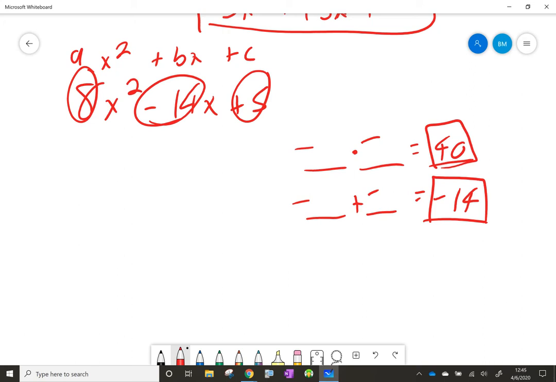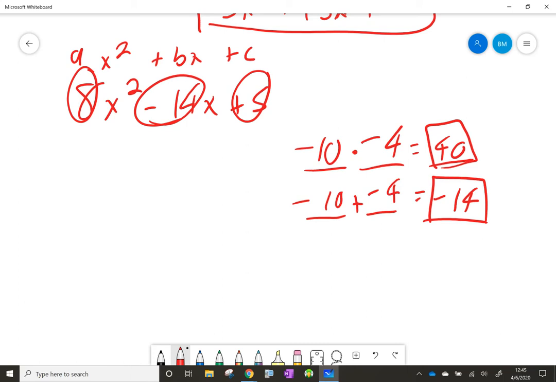Now, again, you could try some options. You can try negative 8 and negative 5. You can try negative 20 and negative 2. But the answer here is negative 10 and negative 4. Negative 10 times negative 4 is a positive 40, and negative 10 plus negative 4 is negative 14.